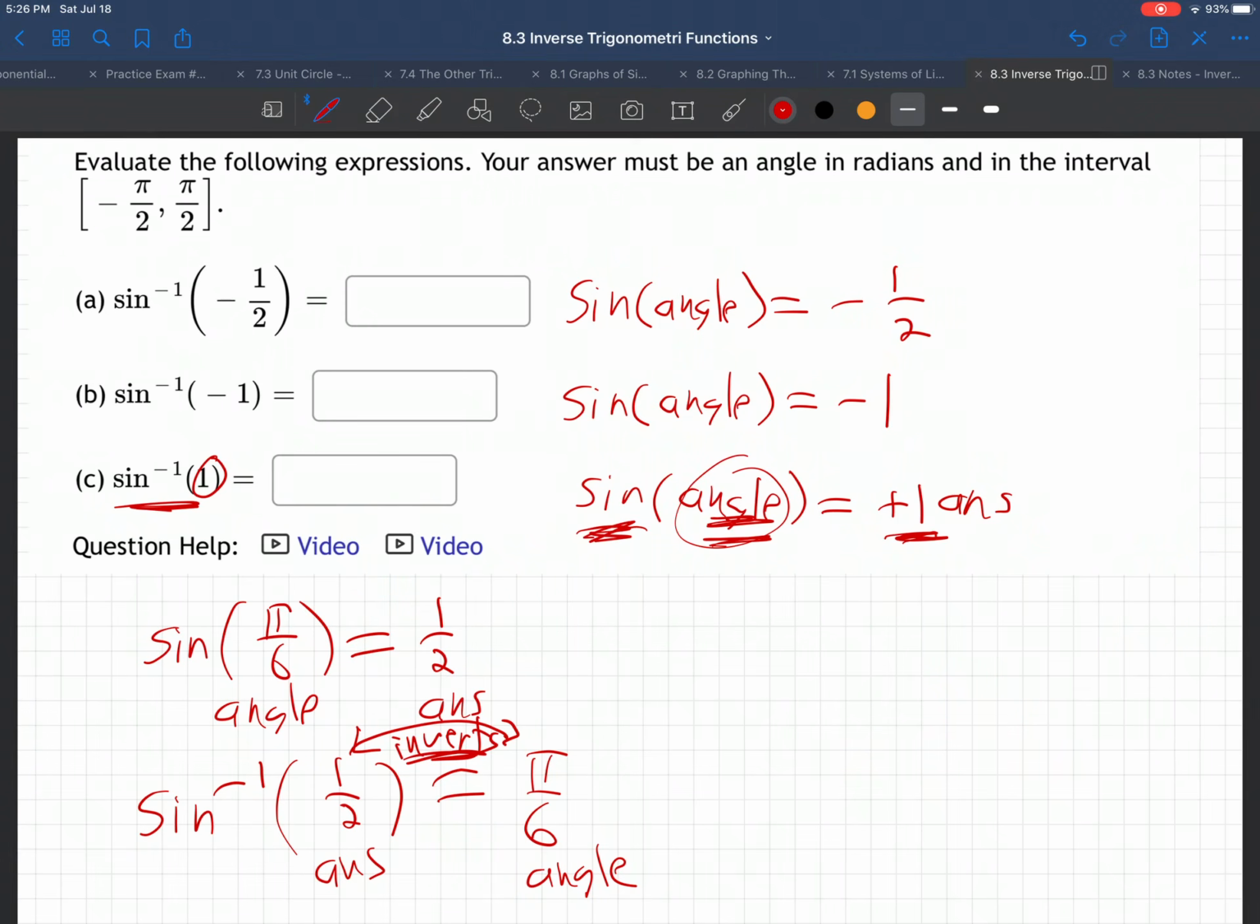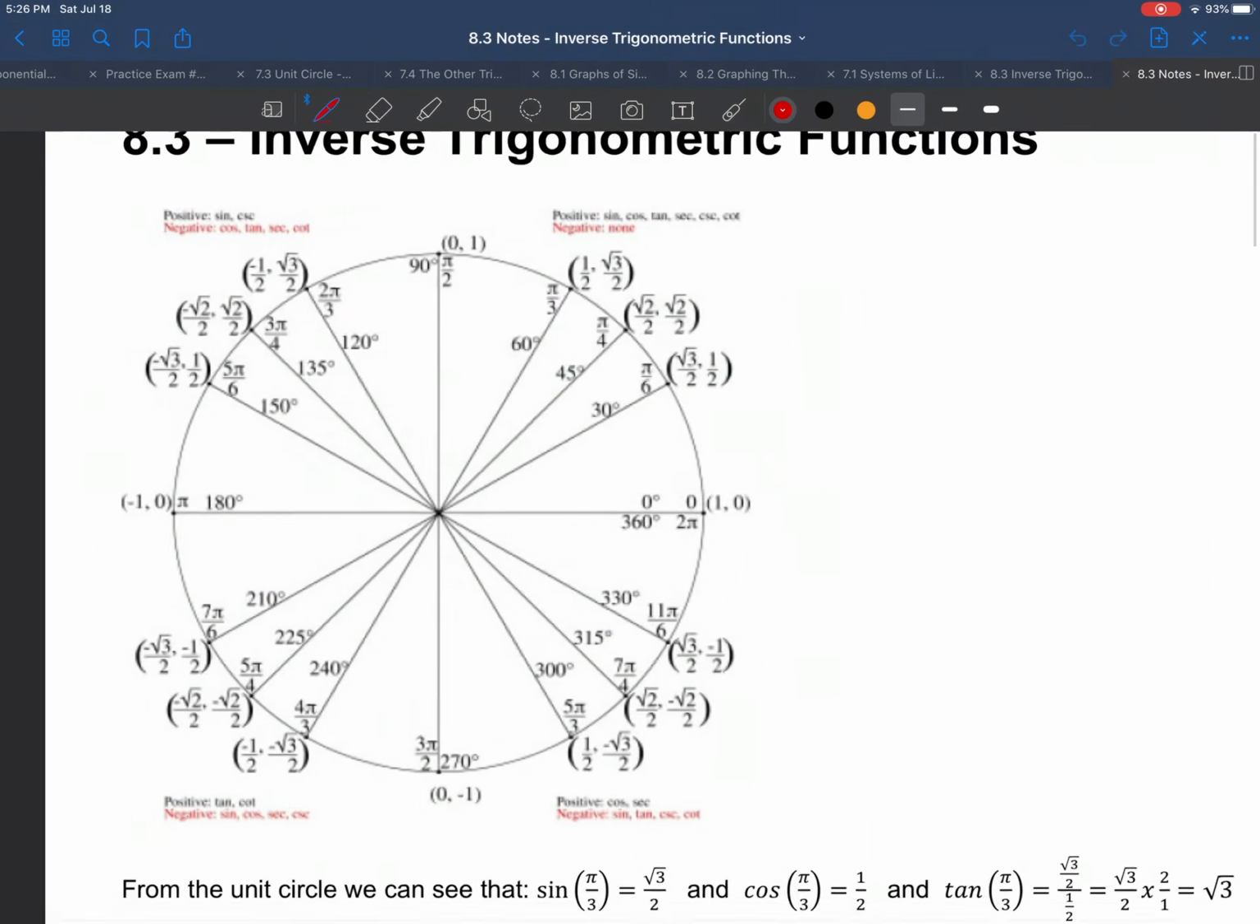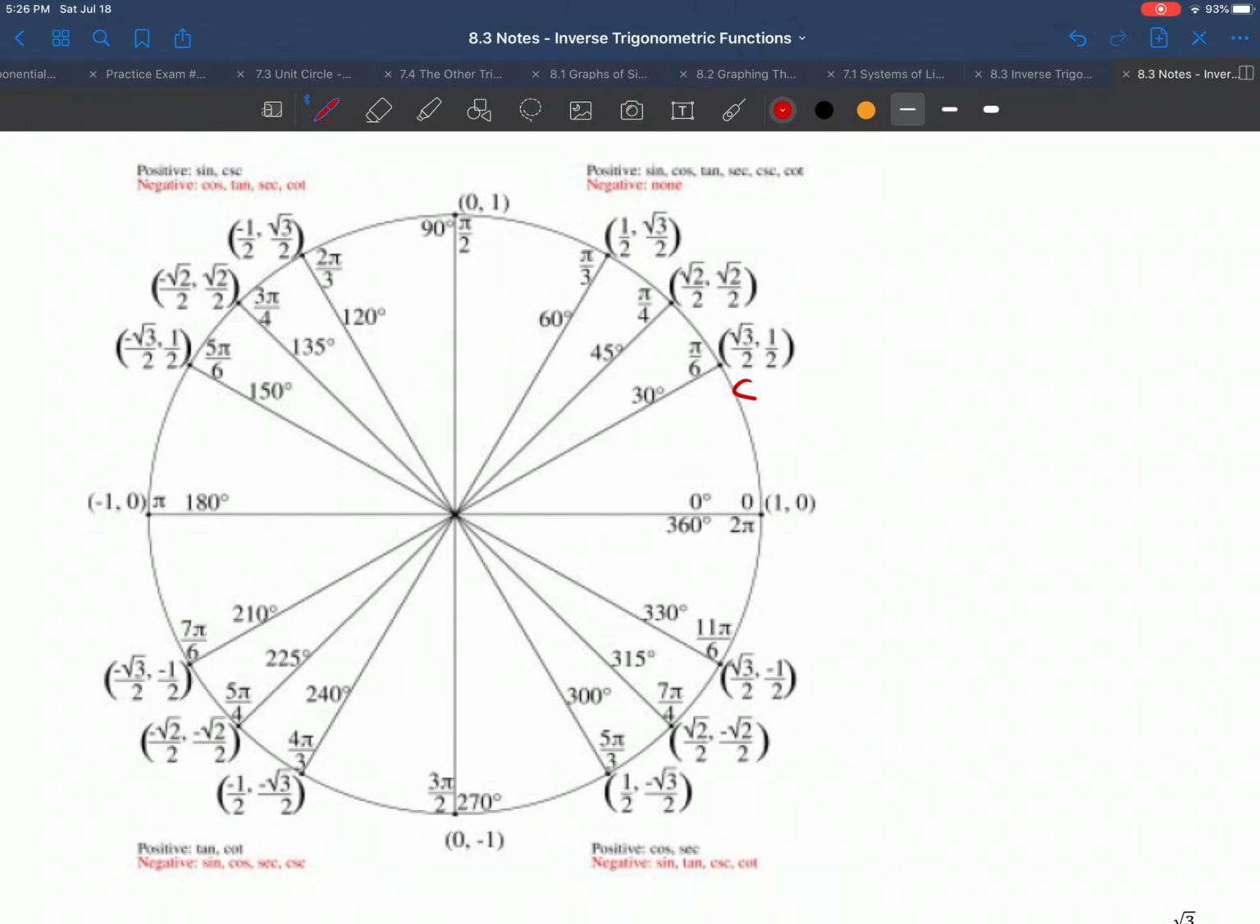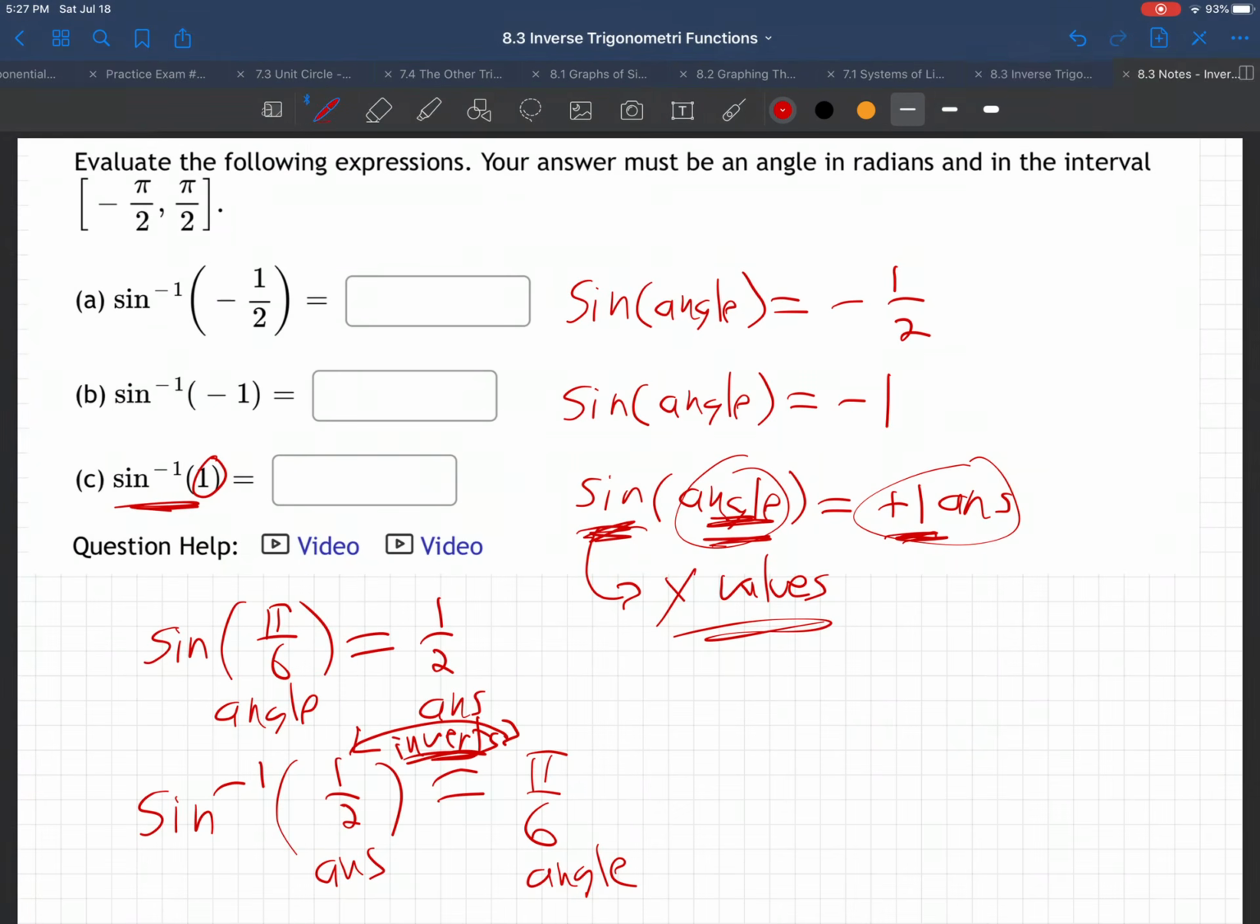And remember on the unit circle, the sine values are the y values, right? Cosine are the x values, sine are the y values. So let's go to the unit circle, look at the sine and find the y values and find +1 as an answer and bring back the angle. So looking at the unit circle, remember it's cosine, sine, cosine, sine. Well, there it is. There is a sine of 1. So the angle is pi over 2. So there we go. There's the answer to that one. So this one's pi over 2.